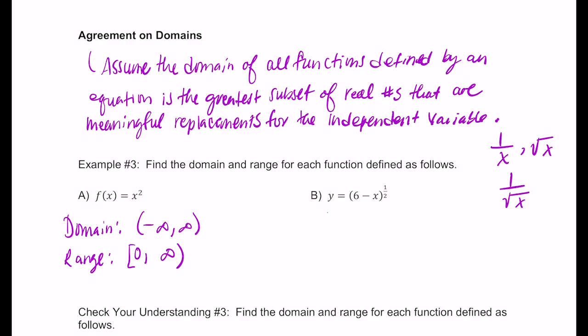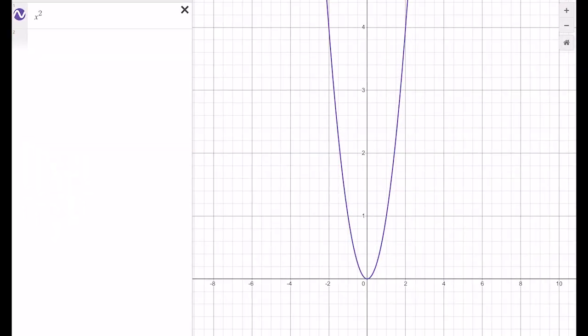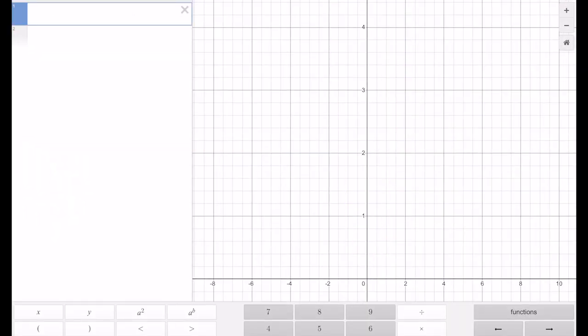Is anyone familiar with the next example, which is y equals 6 minus x to the 1/2 power? Does anybody recognize what the 1/2 power is? If you'll remember, anything with the 1/2 power is actually a square root. So really what that function is saying is y equals the square root of 6 minus x. Okay, so let's draw a picture and see what it looks like here. We'll graph this. So we're going to type in the square root of 6 minus x.